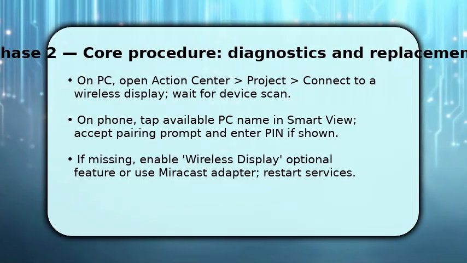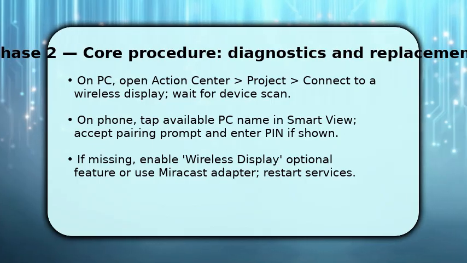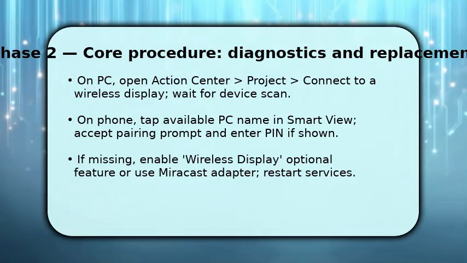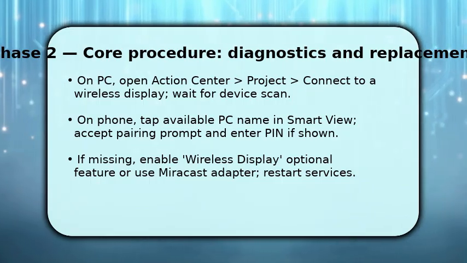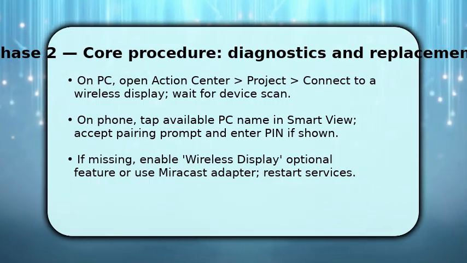If the PC does not appear, enable the wireless display optional feature in settings or use a Miracast dongle. Make sure Windows services for network discovery and Wi-Fi Direct are running before retrying.